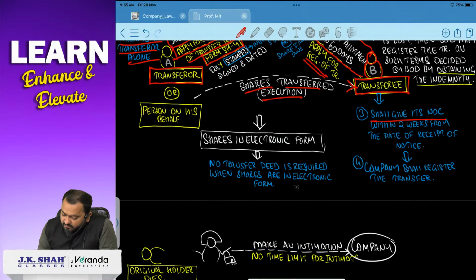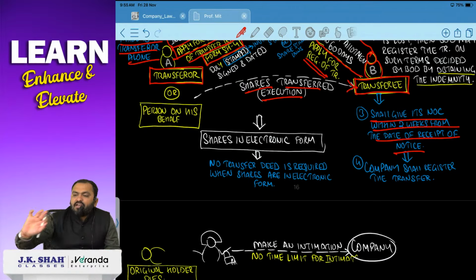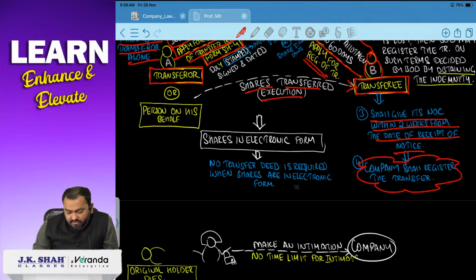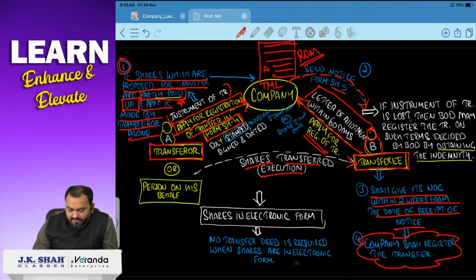The transferee shall give his NOC within a period of 2 weeks from the date of receipt of SH5. He will give the NOC: yes, I have no problem, please register the transfer in my name, I am okay with partly paid up shares. He will give the NOC and then the company shall register the transfer. Everyone, are you clear how it goes?